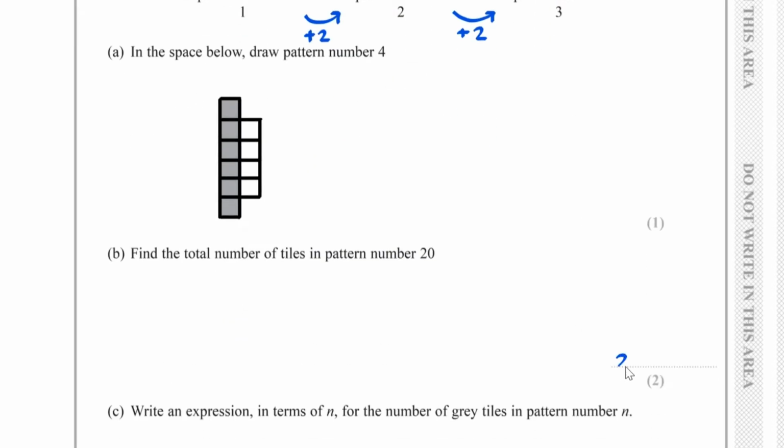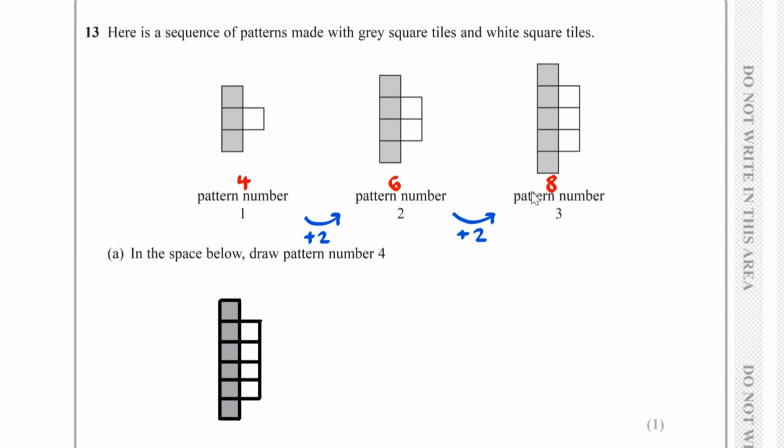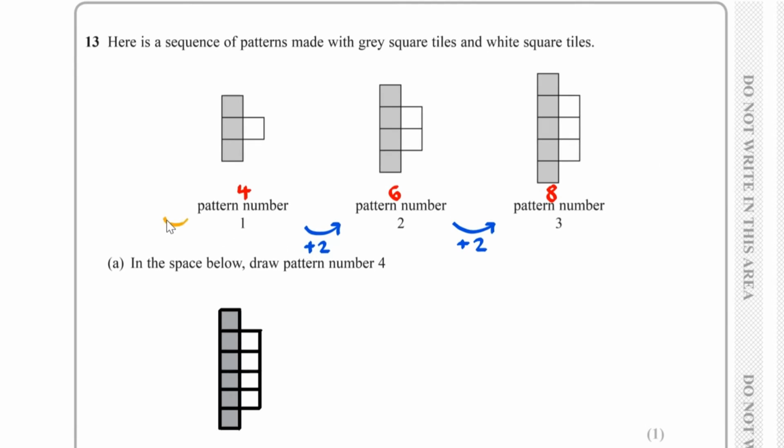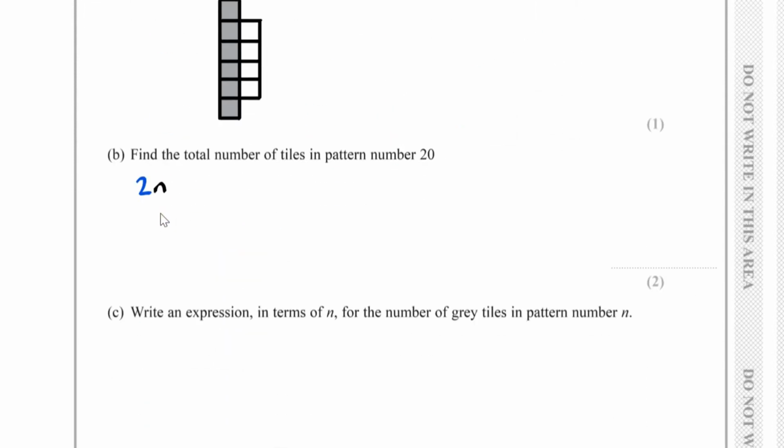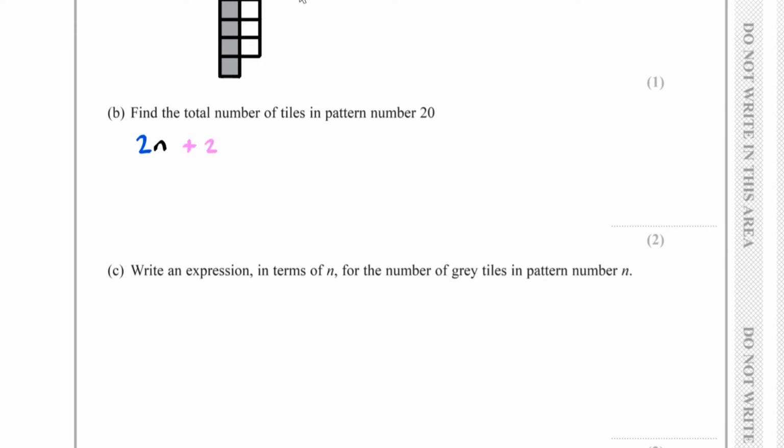So I would have a 2n. And then if I do the inverse of adding 2, which is to subtract 2, I would have 2. So my nth term is 2n plus 2 for the total. So when n is 20, pattern number 20, the total is 2 times by 20 plus 2. So what I have is 42.